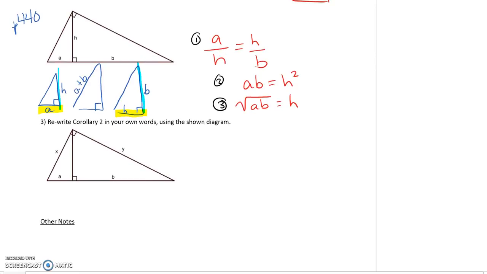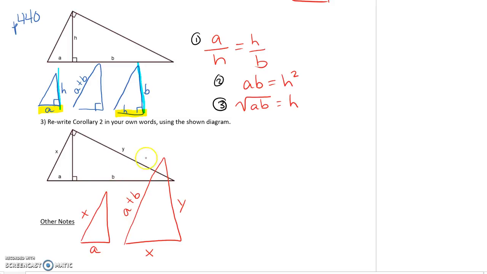Number 3, corollary 2. Write it in your own words. I'm going to redraw the pictures again. So I've got the little triangle. In this case, I have X and A. I've got the big outside triangle, which in this case I know all 3 things. I know that the little side is X. I know the big side is Y. I know the hypotenuse is A plus B.